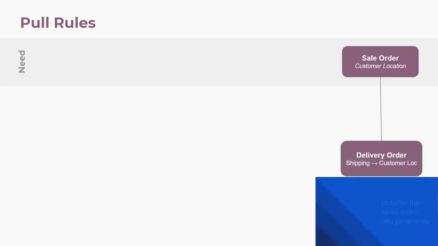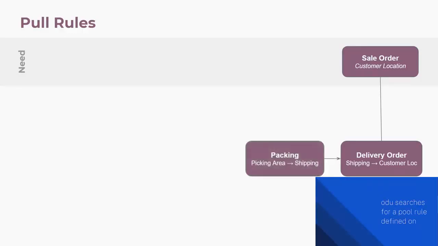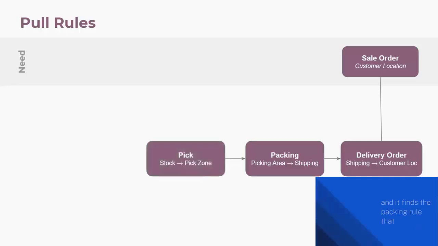Odoo generates a delivery order at the customer location. Pull rules are triggered by a need, so Odoo searches for a pull rule defined on it, and finds the delivery order pull rule, from the shipping area to the customer. Then Odoo looks for another pull rule to fulfill the shipping area's needs, and it finds the packing rule that transfers products from the packing area.